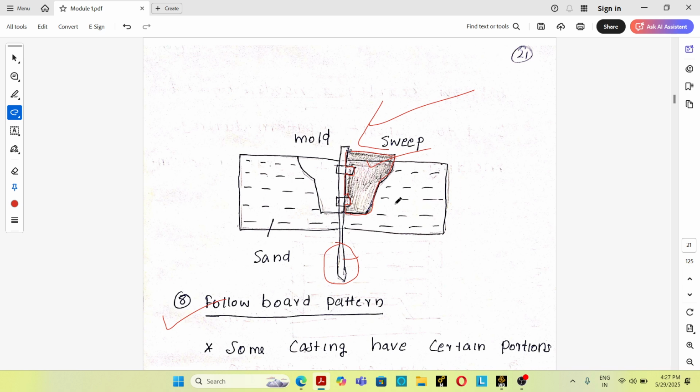The sweep is rotated about the spindle to form the cavity. So the sweep rotates about the spindle to remove the sand, and step by step the cavity is produced. After the cavity is produced, the spindle and the sweep are removed, the hole is filled with sand, and casting takes place. So that is known as the sweep type pattern.